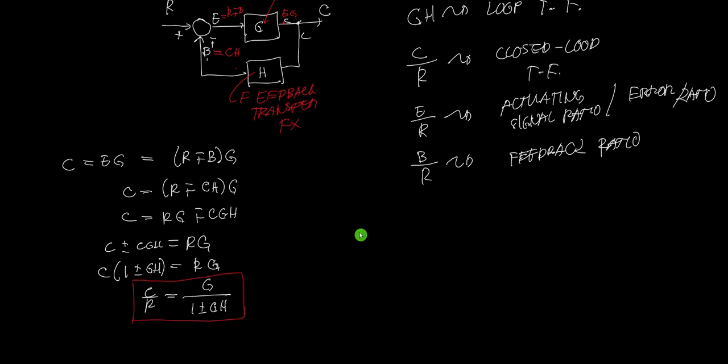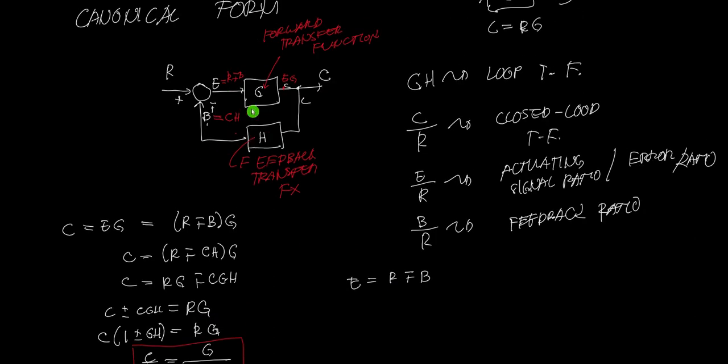What is E? So we need to solve for E. E over R. So E is equal to R minus plus B. But B, what is B? B is C times H. Or we can do the other way around by solving E here. So we know that C is equal to E times G. So if I solve for E in this case, E will be equal to C over G.